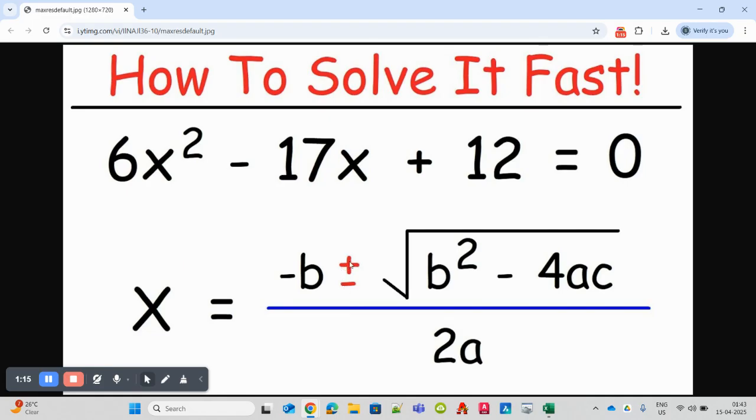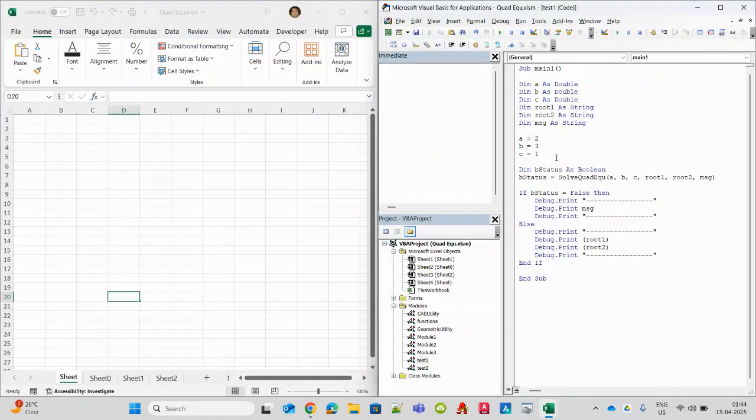Here we have plus minus, which means a quadratic equation can have a maximum of two roots or two solutions. For example, in a particular equation, say a is 2, b is 3 and c is 1. So the equation is 2x square plus 3x plus 1 equal to 0. If we solve this equation we get two roots, one is minus 0.5 and one is minus 1, and both are real solutions.